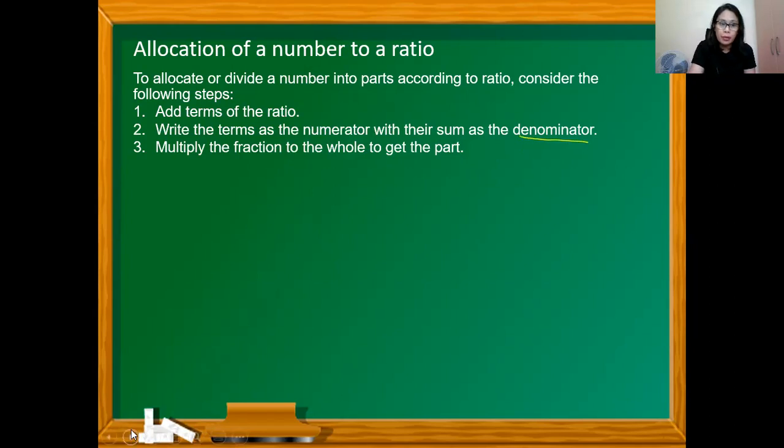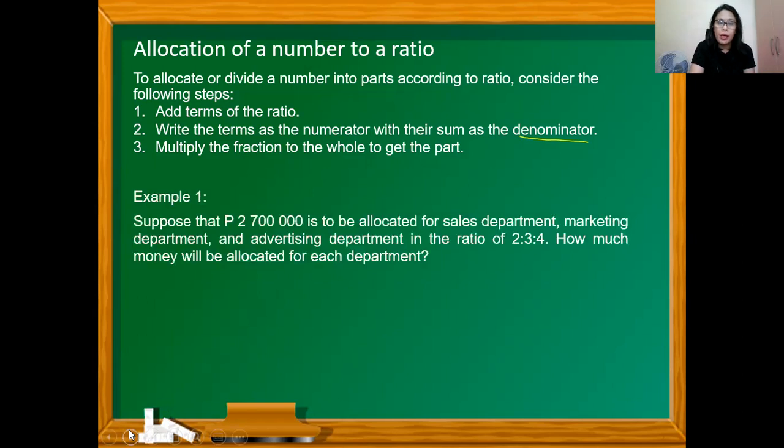So for example, we have 2,700,000 to be allocated for three departments, like sales department, marketing department, and advertising department. Now, let's consider that 2 is for sales, 3 for marketing, and then the last ratio, 4, is for advertising. Then how much money will be allocated for each department? So, using the first step, we'll add 2, 3, and 4. So, this is 9. And then this 9 will serve as the denominator.